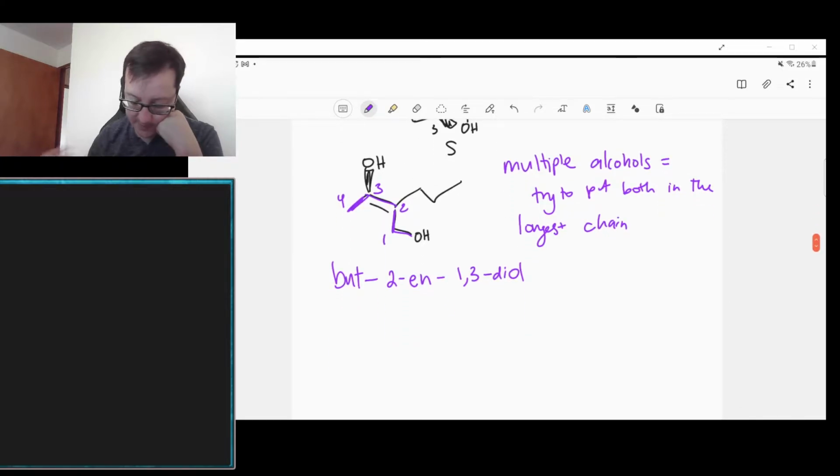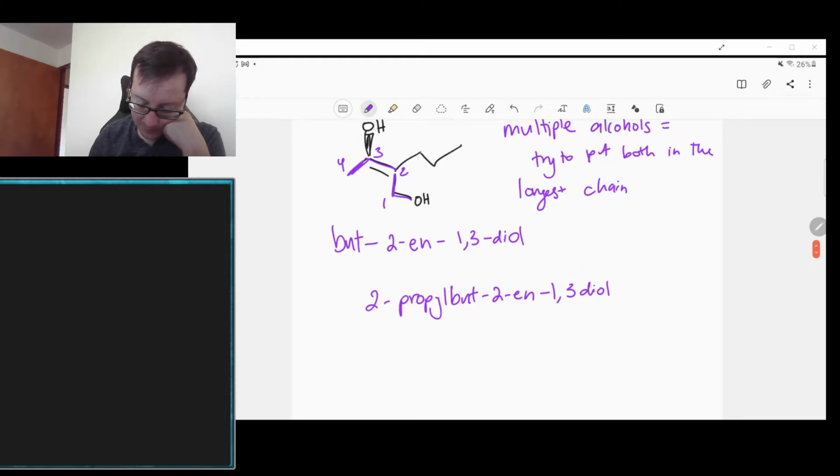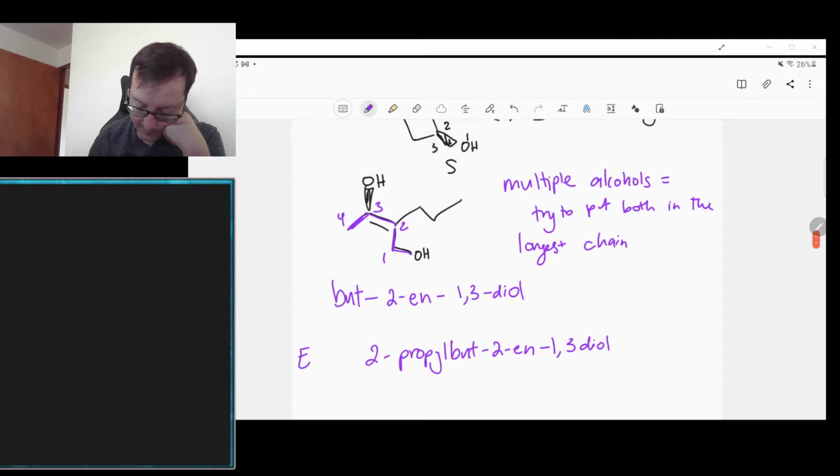And in this case, we have some stereochemistry as well as that propyl group to deal with. So the propyl group, 1, 2, 3, that's going to be on carbon 2. So we have 2-propyl, but I guess we don't need the hyphen there, but 2-ene-1,3-diol. And then we have our stereochemistry. So carbon 2, that's going to be an E alkene. Carbon 3 is 1, 2, 3, that's an R.